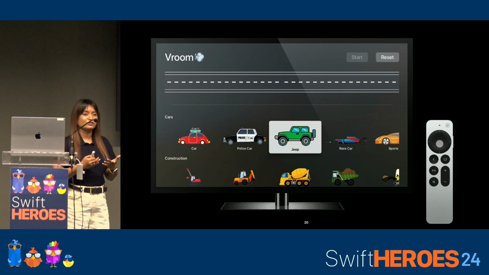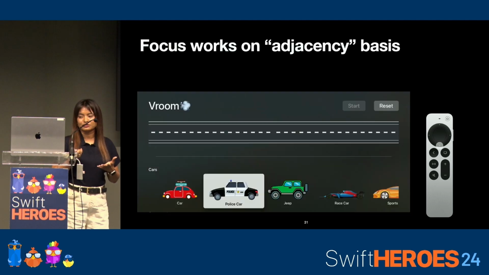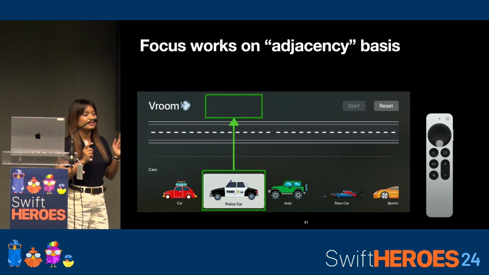And I would actually expect it to go to the reset button, because I don't want to scroll all the way to the last vehicle and then swipe up. So something is wrong, and we don't want it to work that way. The reason is that the first thing we saw before was focus working on an adjacency basis, right? So when I swipe up from this particular vehicle, it's going to look for something there, and there's nothing. So the gesture fails, and it's like, oh, I'm stuck.